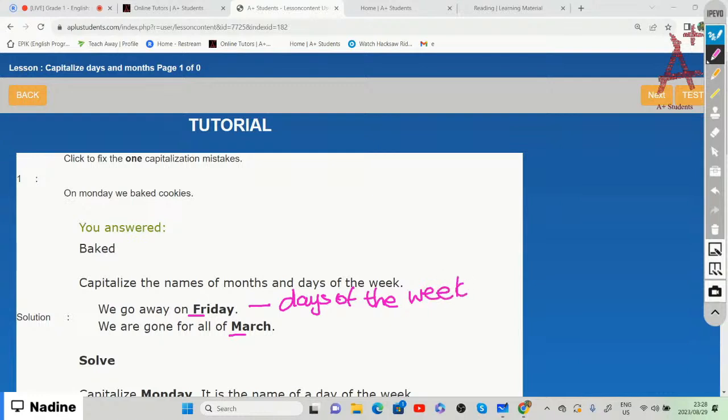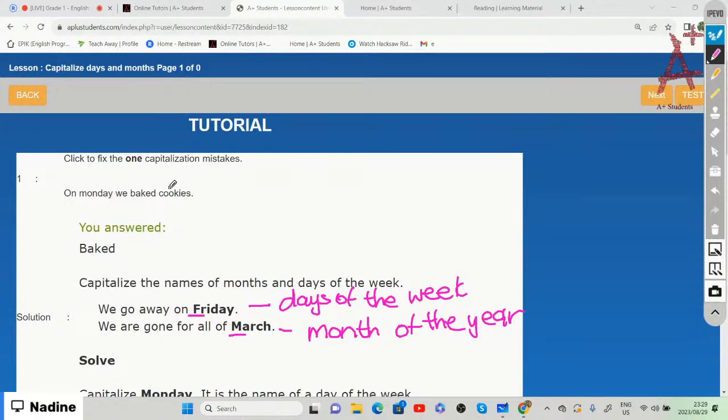So Friday is the day of the week, and March is a month of the year, right? So you can see that we wrote Friday as well as March with a capital letter, right? Meaning days of the week we write with a capital letter, months of the year we write with a capital letter, meaning we write it with an uppercase. So we need to capitalize names of people, surnames, names of pets, names of days of the week, as well as months of the year.